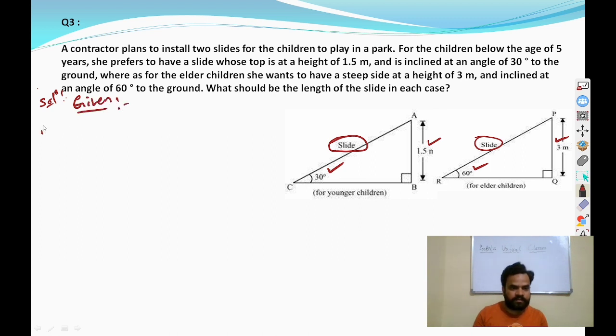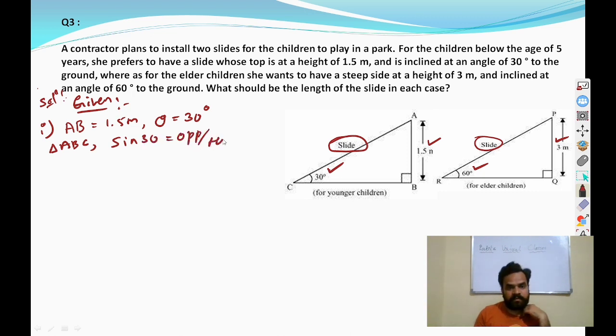So I will consider in first case, I will take height AB is equals to 1.5 meter, theta is equals to 30 degree. So in triangle ABC, right angle at B, I will take opposite and hypotenuse, means sine. So I will take sine 30 is equals to, ratio will be opposite by hypotenuse, and here the opposite side is AB, hypotenuse side is AC. Sin 30 value is 1 by 2 is equals to AB is 1.5 divided by AC.